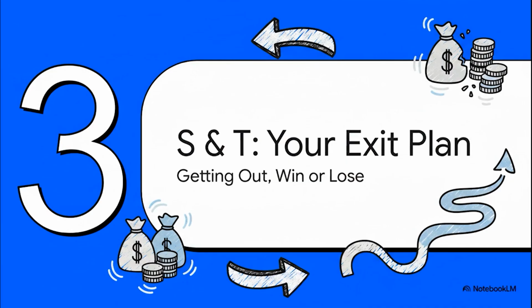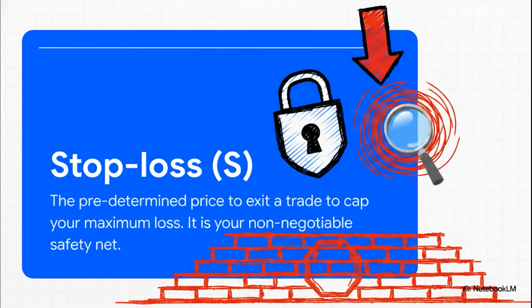All right, you figured out your why and your when to get in, but that's really only half the job, isn't it? The last 2 pillars, S for stop loss and T for target, are your complete exit plan. You need to know how you're getting out, whether you win or you lose. First, let's talk defense. S for stop loss. This is the exact price where you say, okay, I was wrong, and you get out to protect your money.